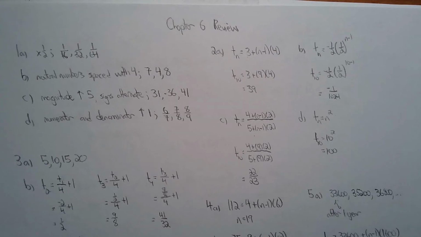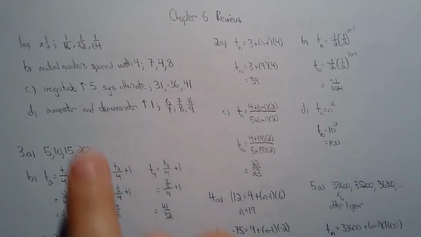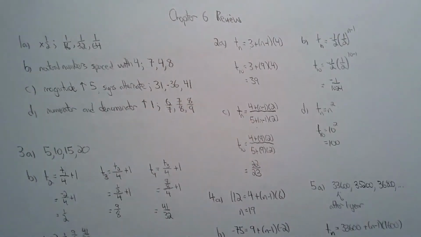Like for the first one, 1a, you're just dividing by 2. For 1c, you are increasing the magnitude by 5 but alternating the signs. Yeah, so not much to say. Using the pattern that you develop, you can state the next three terms.